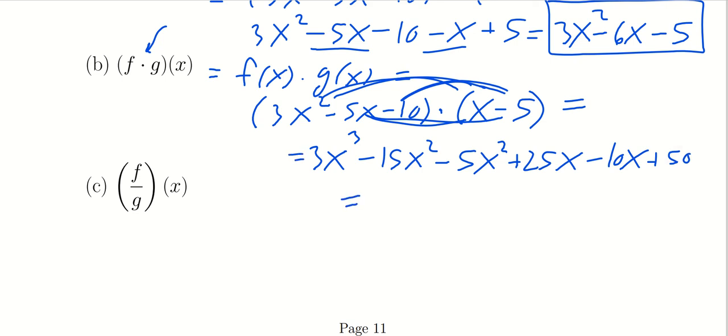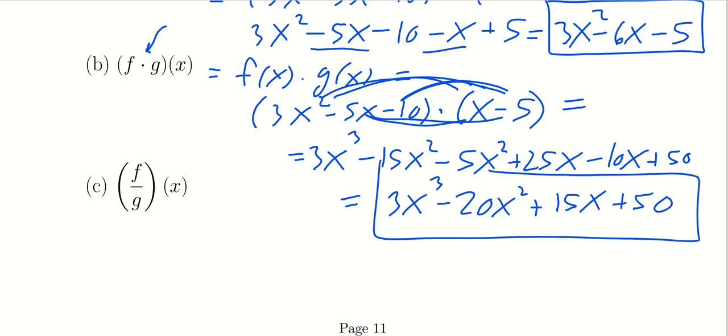Lastly, we want to simplify this. We have 3x cubed. The two x squared terms will combine to give a negative 20x squared. Positive 25x and negative 10x will make a positive 15x. And then we have our plus 50. So this would be the function f times g.